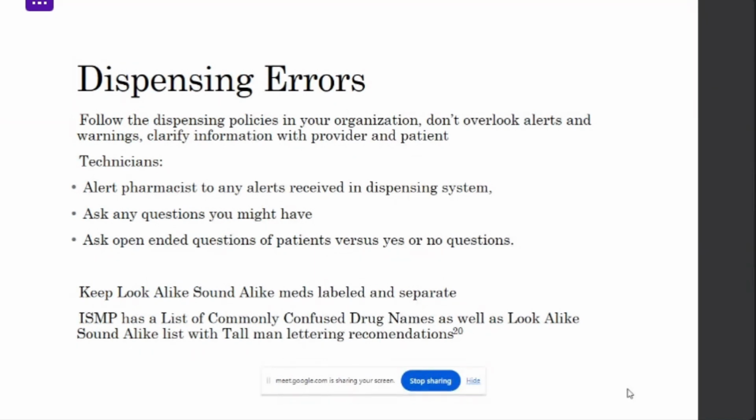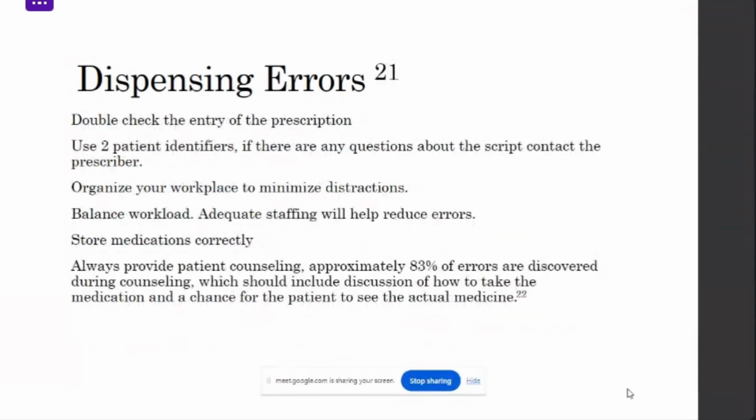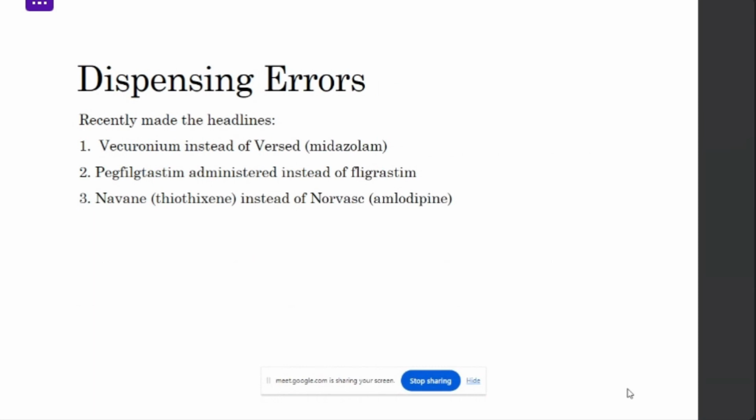So all the hospitals are now following this LASA drugs, which is look alike, sound alike, and they will be having their own list depending on what brands they use. So double check the prescription before dispensing the drug, and if the patient is able to take it on their own, they should also check which drug they are taking.